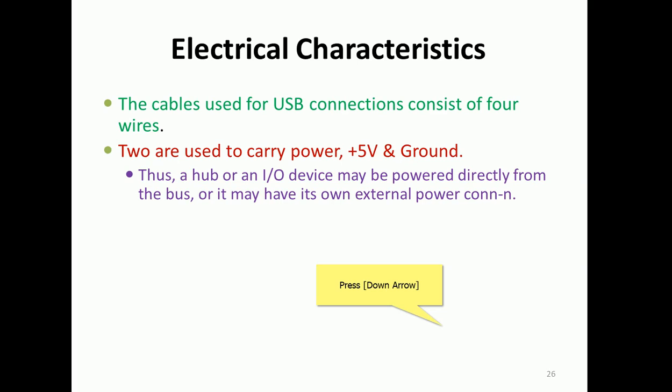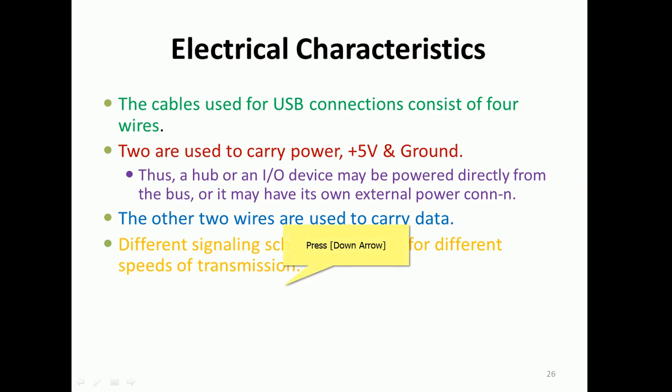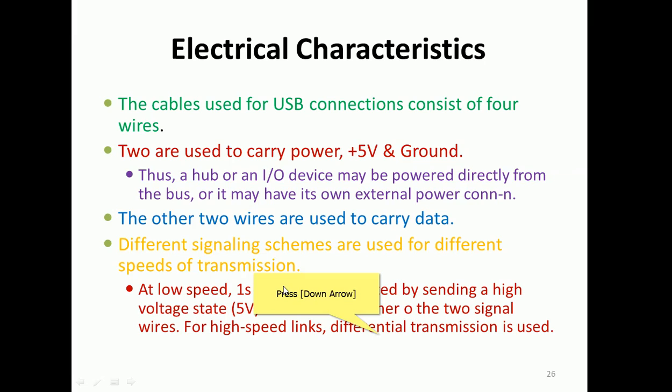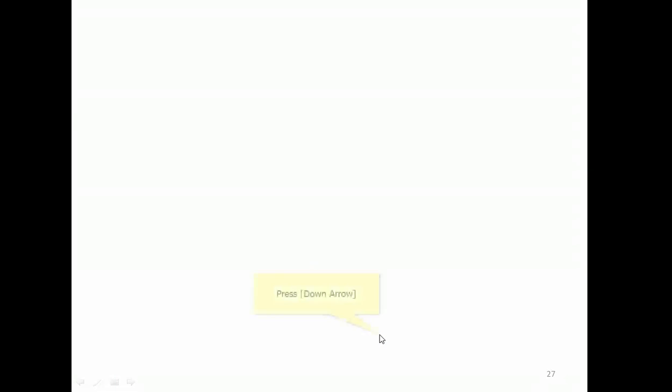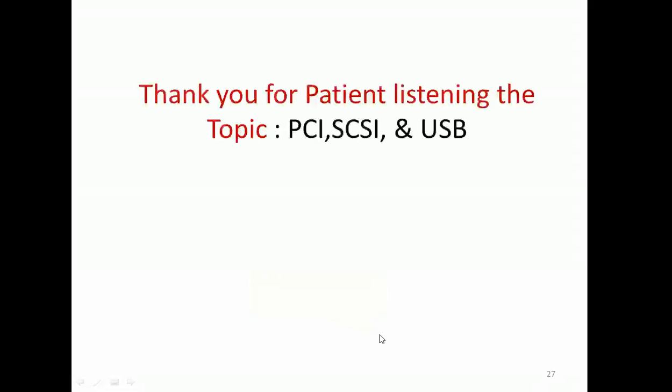It may also have its own external power connection. The other 2 wires are used to carry data. Different signal mechanisms are used for different speeds of transmission; depending upon the speed, they use the mechanism. At low speed, 1 and 0 are transmitted by sending a high voltage state, 5 volts, on one or the other of the 2 signal wires. For high speed links, differential transmission is employed.